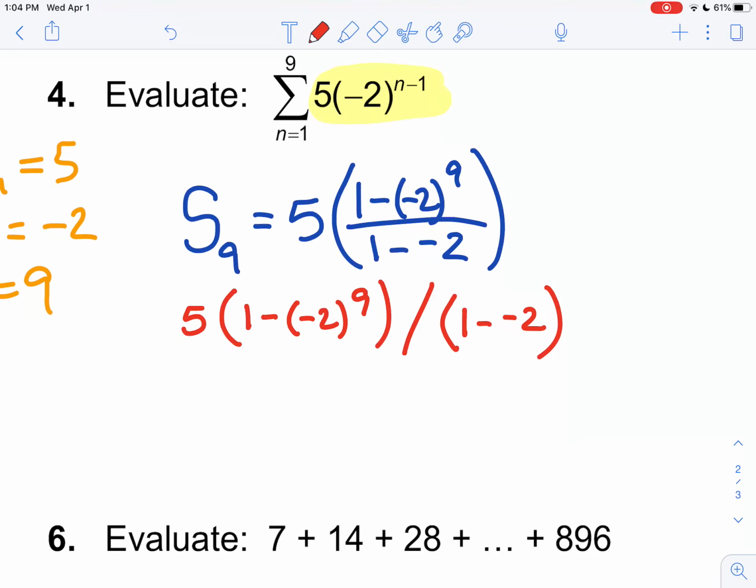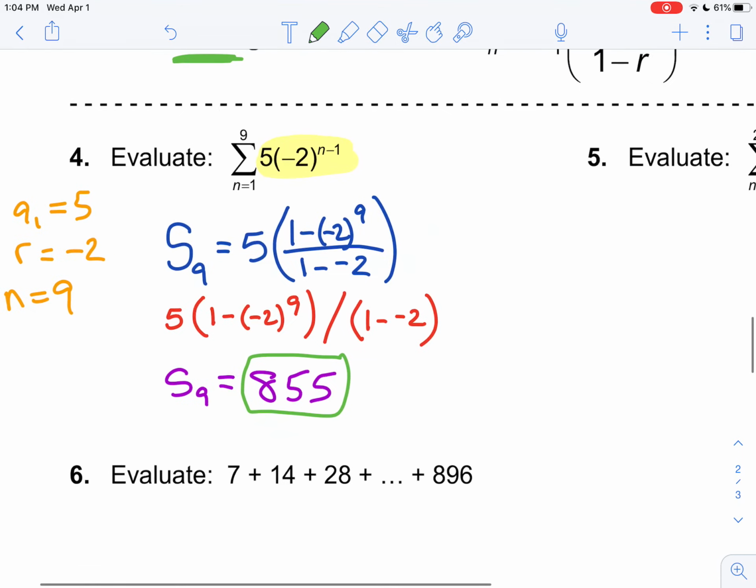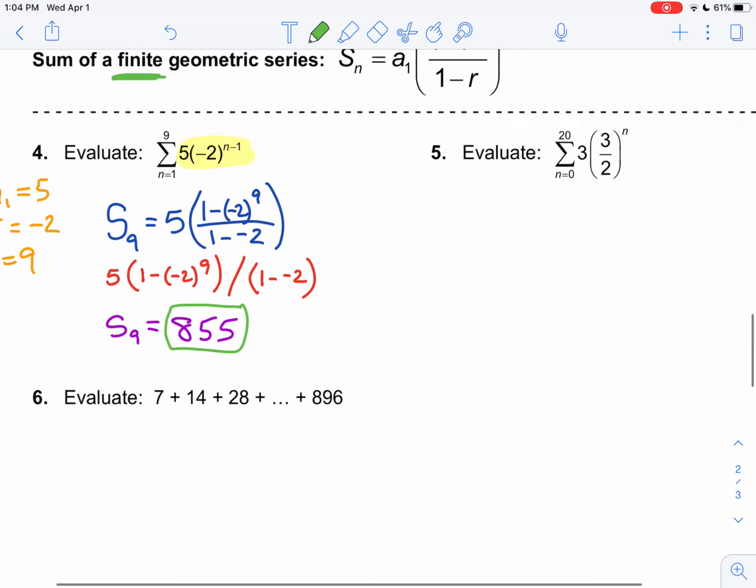And so type that in the calculator. Sometimes these come out amazingly perfect and clean. Sometimes you get fractions and decimals. It turns out on this problem here, we get a perfect 855. So if you're not getting that with your calculator, reach out and ask us some questions. Let's take a look at one more guy here.